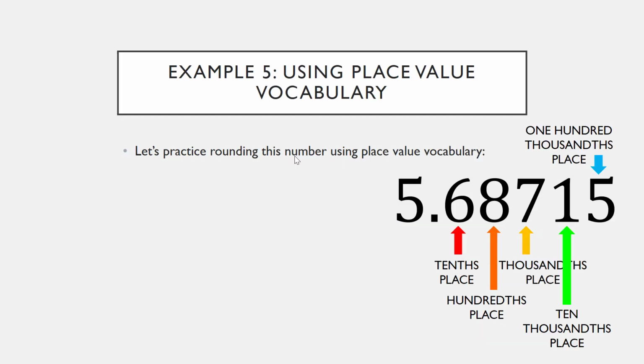Let's practice rounding this number using place value vocabulary. Let's round to the nearest tenth. Pause the video and see if you can get this correct. If you said 5.7, then you got that right. Can you round to the nearest hundredth? Again, pause the video, write down your answer, and then unpause it to see if you are correct.